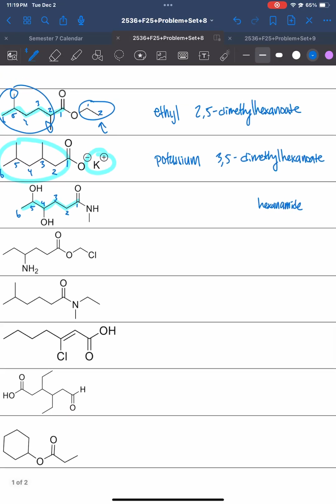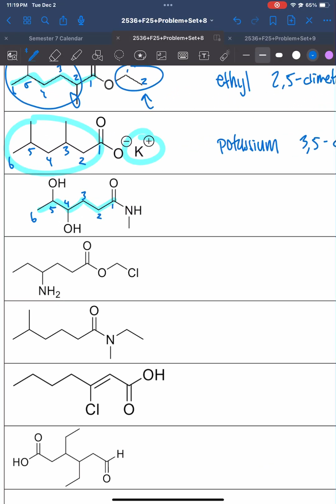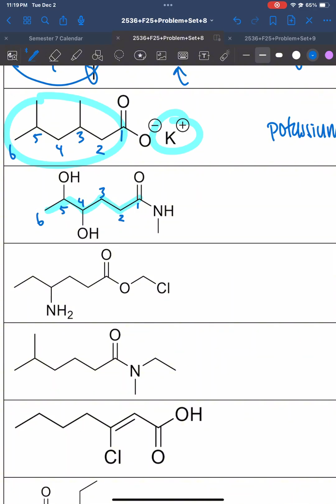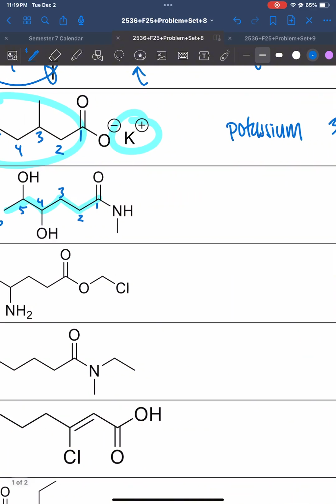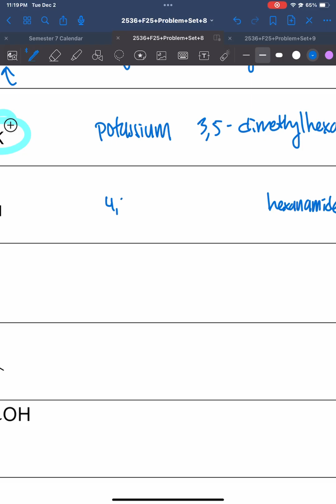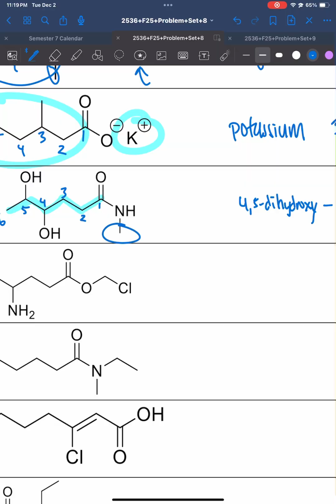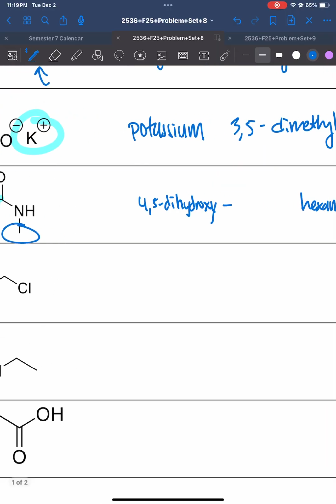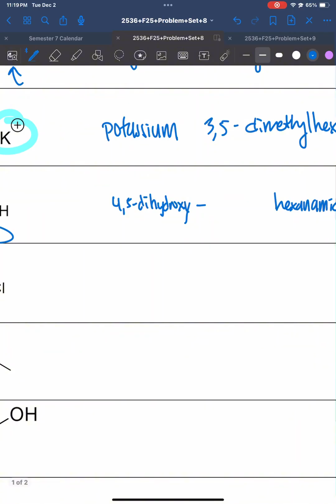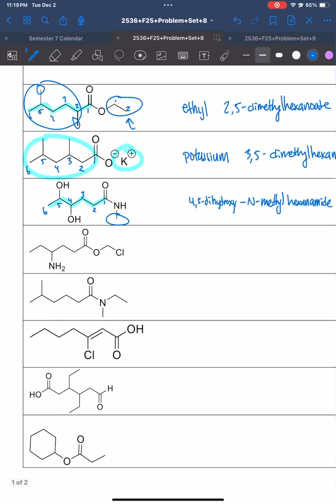So now let's name this parent chain as normal. We have two alcohol groups coming off of carbons 4 and 5. So we have 4,5-di, not methyl, oops, hydroxy is the name. And then we're going to put a dash, and we need to account for this methyl as well. That's going to be coming off of the N. So it's going to be named as N-methylhexanamide. All right, that's how we name those guys.